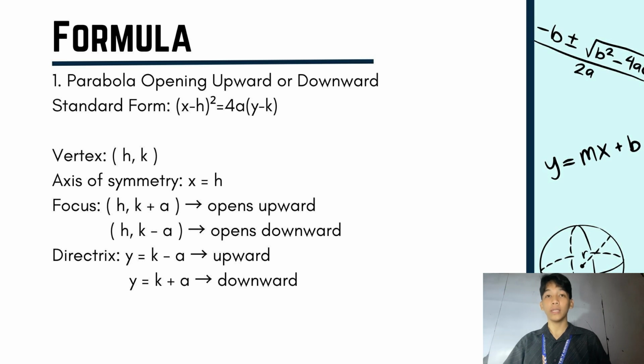k). So the vertex is (h, k), axis of symmetry is x = h, focus is (h, k + a) which opens upward, and (h, k - a) which opens downward. Directrix is y = k - a for upward and y = k + a for downward.